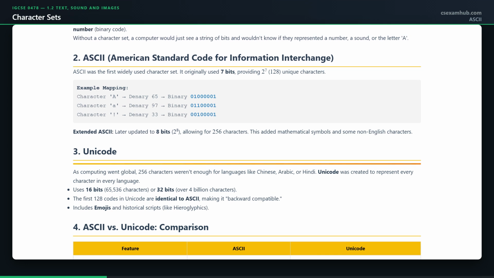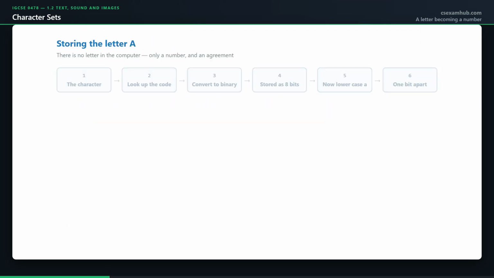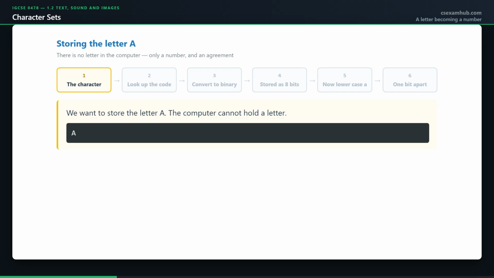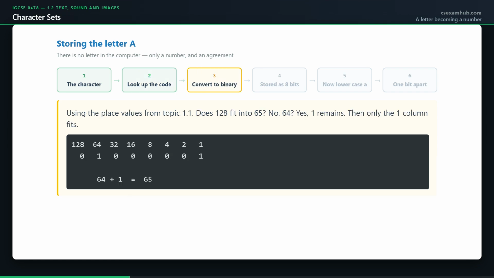Let me show a character actually being stored, because this is the step the whole topic rests on. Take the letter A. First, look it up in the character set. ASCII says A is 65. That is a denary number. Second, convert 65 to binary using the place values from topic 1.1. 128, 64, 32, 16, 8, 4, 2, 1.